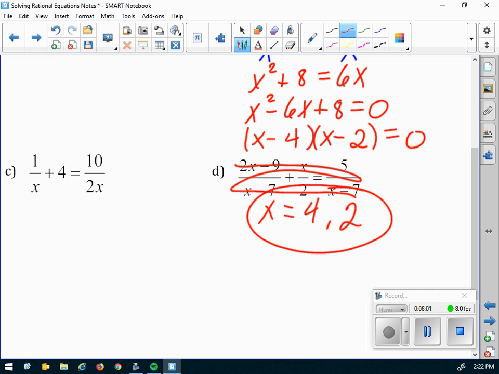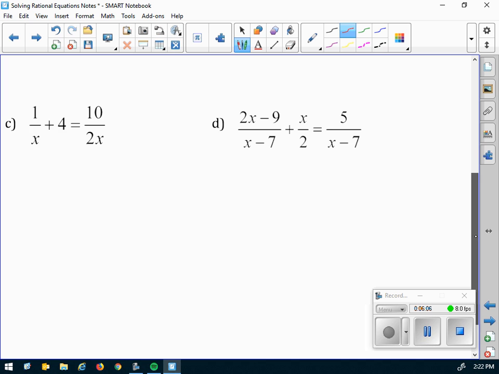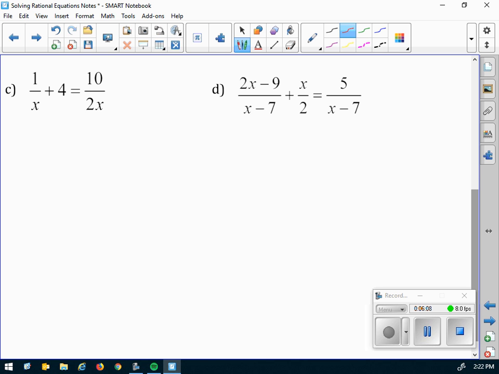All right, C. What do you want to do about C? Indeed, I want to solve it. How? 2x is my common denominator. Okay, I'll buy that.